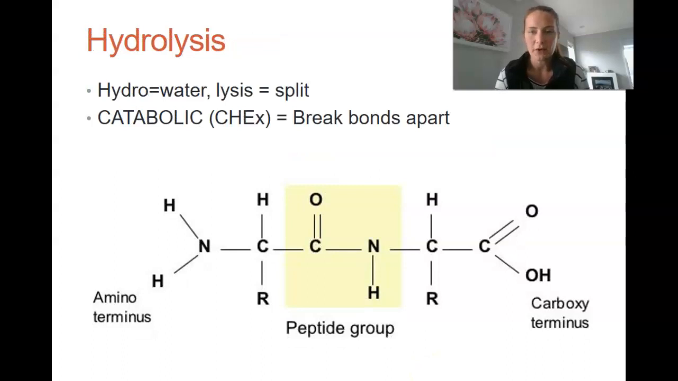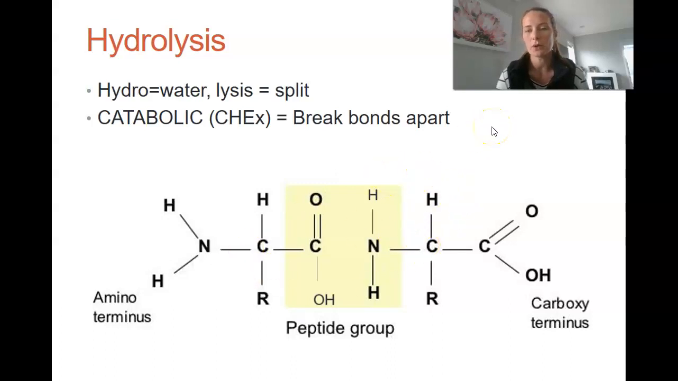The opposite of that reaction would be hydrolysis. So that is where we are now using water to split the monomers. And so the other word that we can associate with these reactions is CHEX. So ACE for building, CHEX for breaking. It is catabolic, C for catabolic, H for hydrolysis, and EX, exergonic. So we are breaking it apart, reforming those bonds with the hydroxyl and the hydrogen, and we've now got our two separate monomers again.